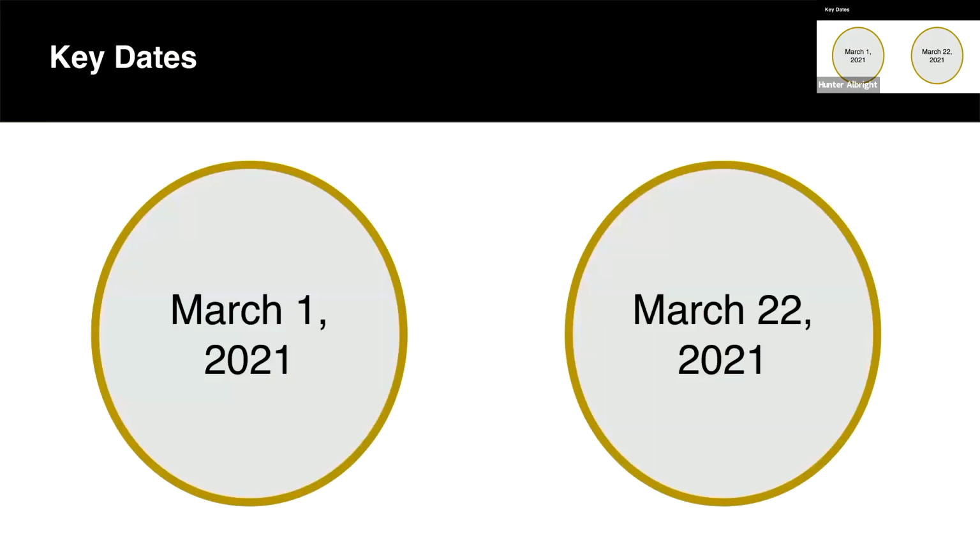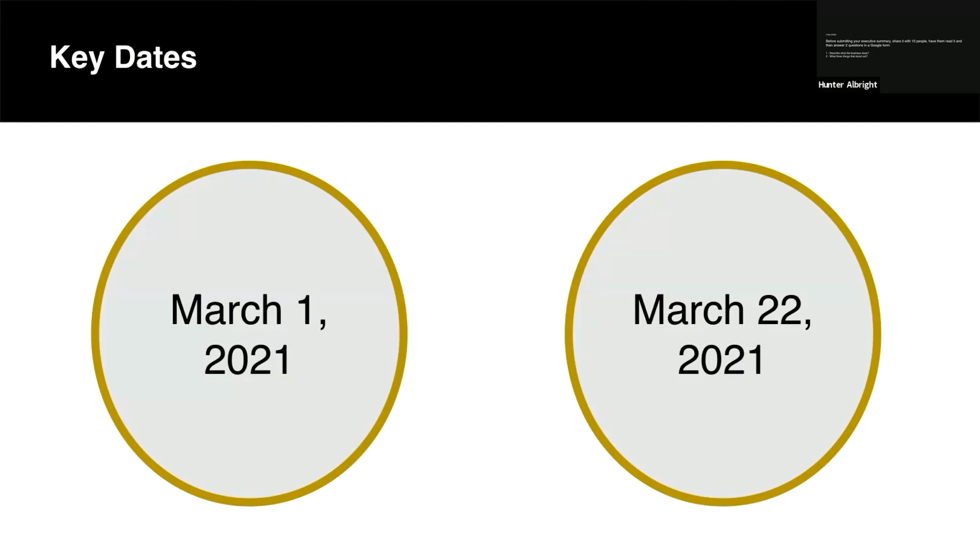So just to reiterate, March 1st is the deadline for everybody to get your pitch and your company summary, executive summary in if you want to compete in the specialty categories or in specialty week. And then March 22nd for everybody else around the rest of the competition.